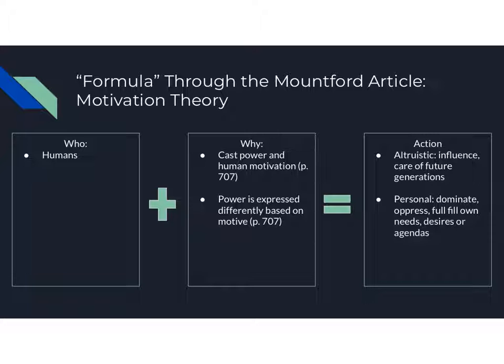And so then they talk about that if somebody is more of the first bullet, their actions will probably be more altruistic, looking at influence and care of future generations. While if someone is more focused on power, then their actions and how they engage is more likely to be more personal, more dominant and oppressive, looking to fulfill their own needs, desires, or agendas.